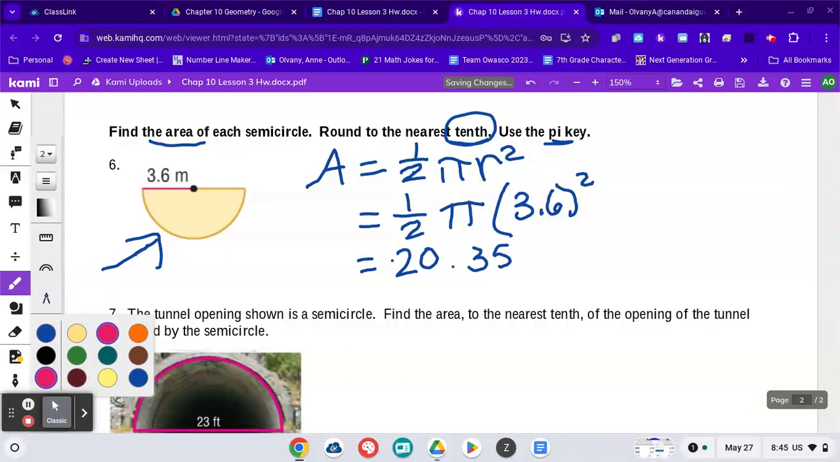And we're going to round to the nearest tenth. The tenths place is right after the decimal. 5 or above, we're going to give it a shove. This is going to equal 20.4 square meters.